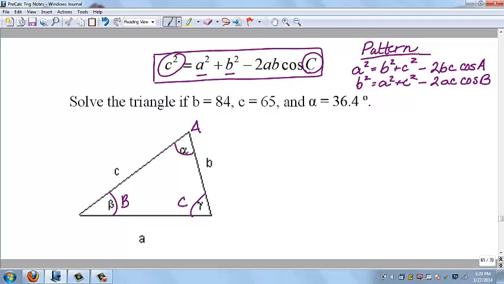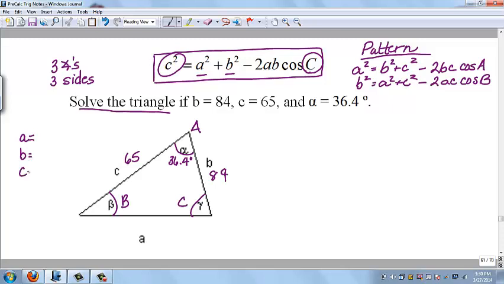So we want to solve this triangle. When they say solve this triangle, remember that we have to find 3 angles and 3 sides, so that's 6 things. Let's see what they gave you. They gave b is 84, so that's a side. c is 65, another side, and they gave us the angle alpha, or in this case A, is 36.4 degrees. Right now, if I was going to label all the sides a, b, and c, and angle A, angle B, and angle C, because they want us to find everything, I have some information already.